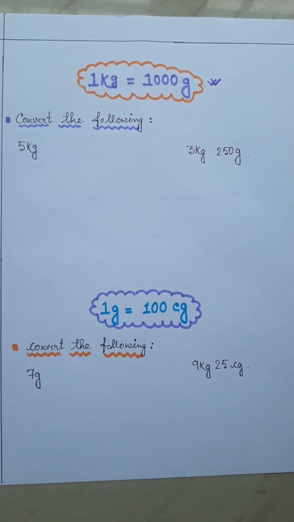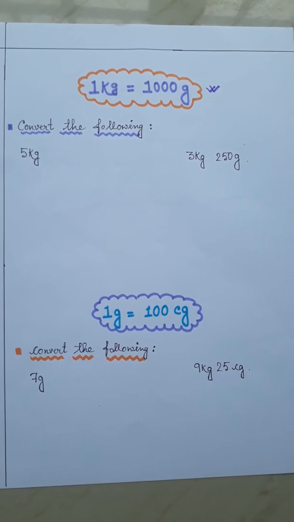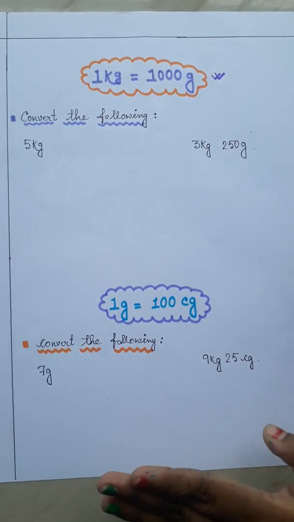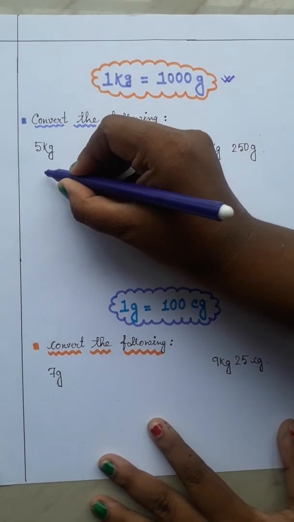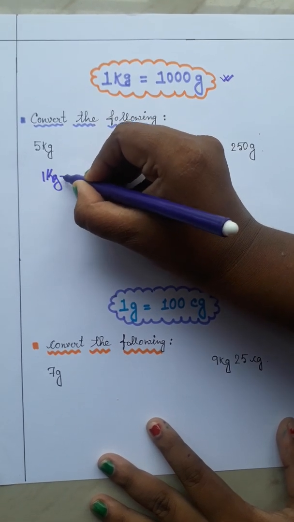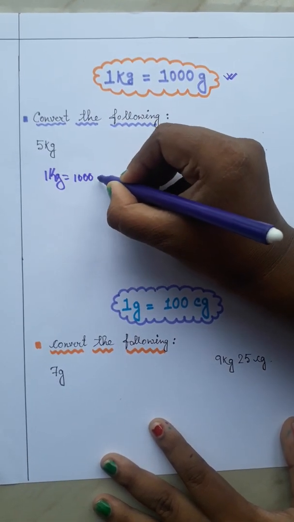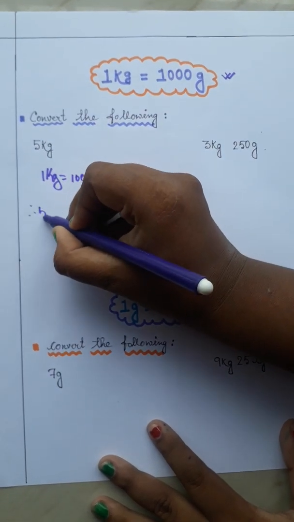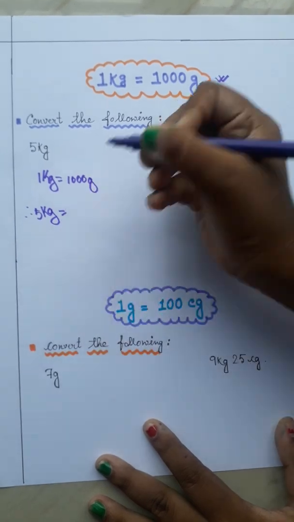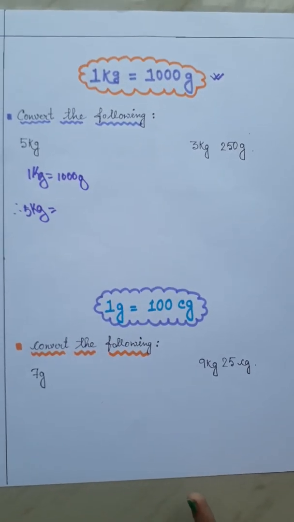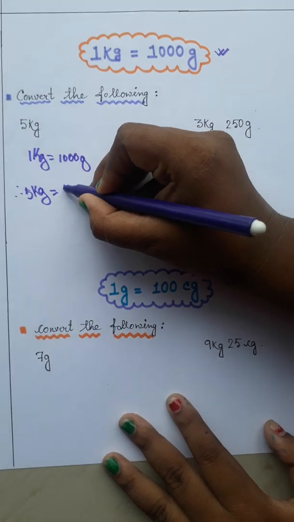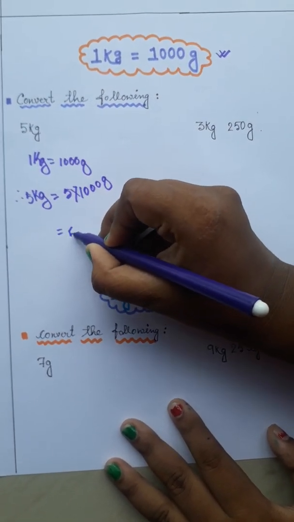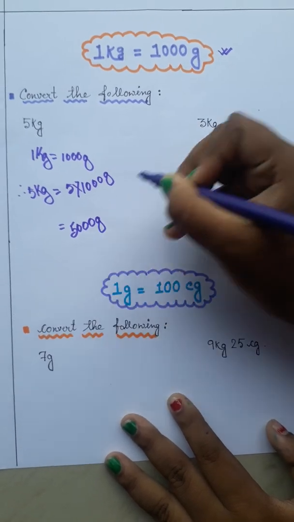Now the question is, in this type of sum there will be conversion, like convert the following: 5 kilogram to gram. So what we have to do at first is write 1 kilogram equals 1000 gram. This is the basic thing that we have to write. After that we have to write, so 5 kilogram equals to, what we have to do? Yes, of course we have to do multiplication. So 5 into 1000 gram. That means our answer will be 5000 gram.